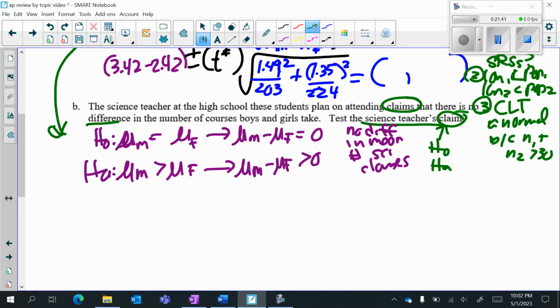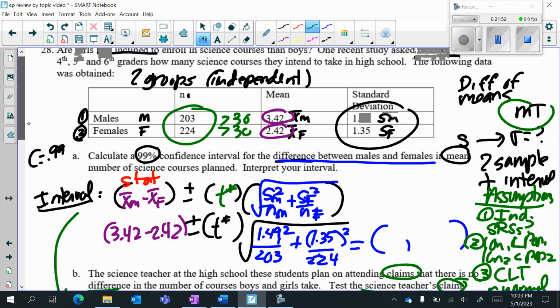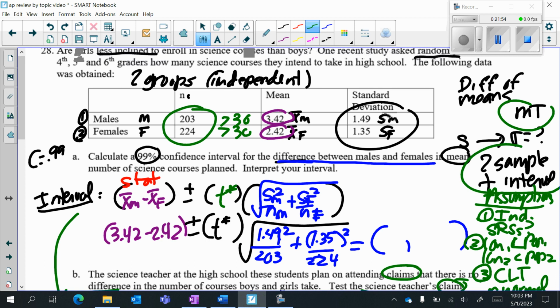Now this became a test. So the name of the procedure now is going to be two samples and its mean. So it's going to be a t-test, two sample t-test. So it was called a two sample t-interval up above, right? Now it's just called a two sample t-test, right? Because we're testing a claim.